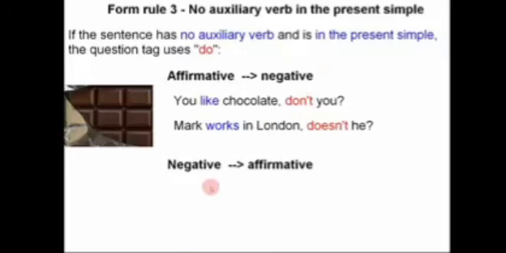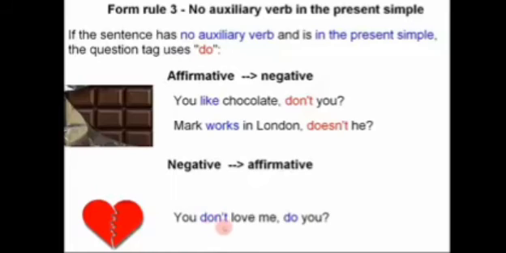Let's look at other examples where you have a negative sentence and an affirmative question tag. You don't love me, do you? Don't is in a negative, but this present simple verb there is love. Do you is a question tag in the positive or the affirmative form.